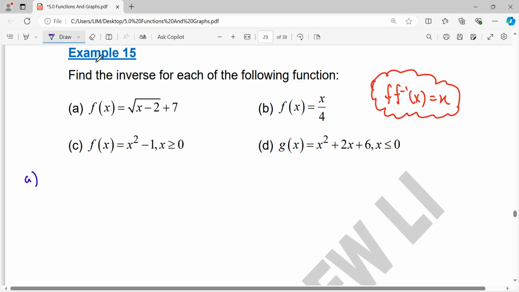So hi everyone, then we continue for this example for more difficult questions. Find the inverse of each of the following functions. The first function is a surd function. To find the inverse, we use the composite method.